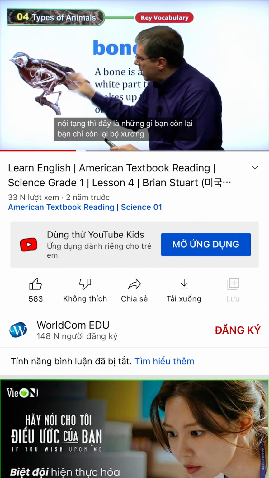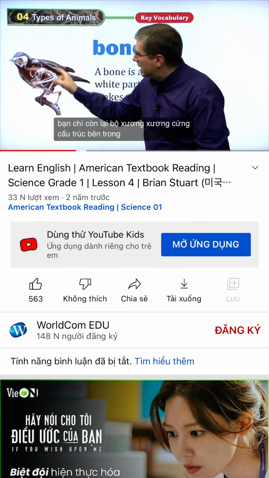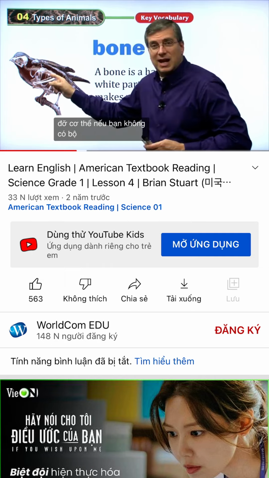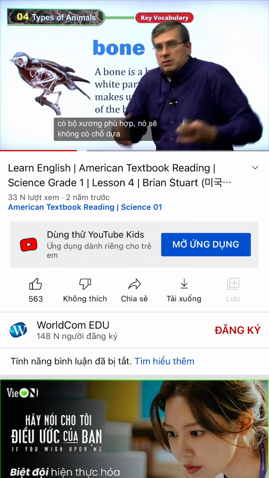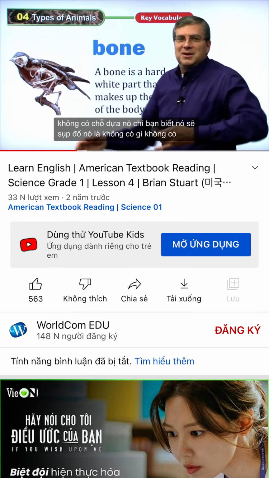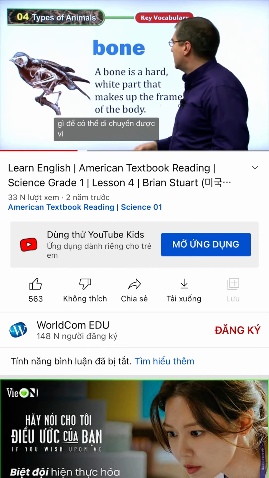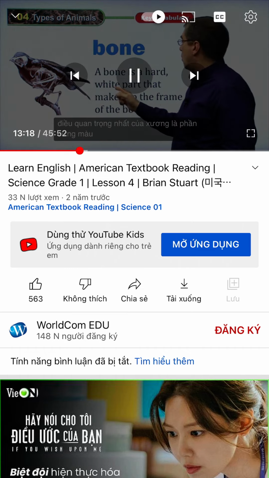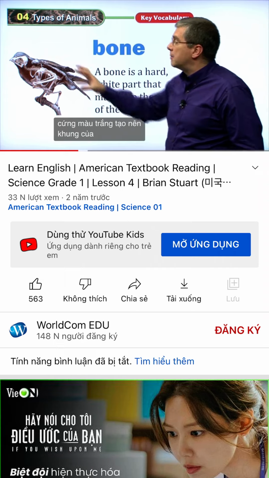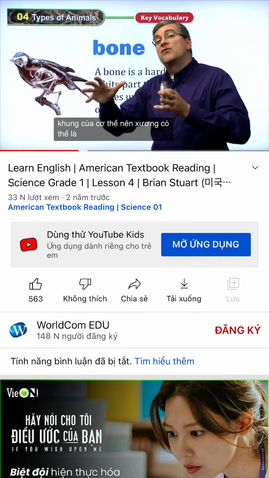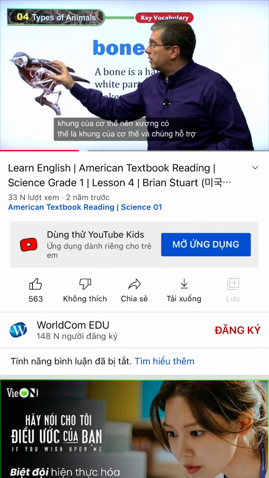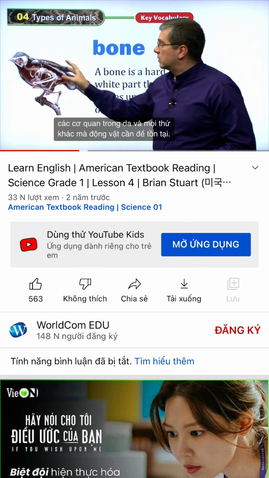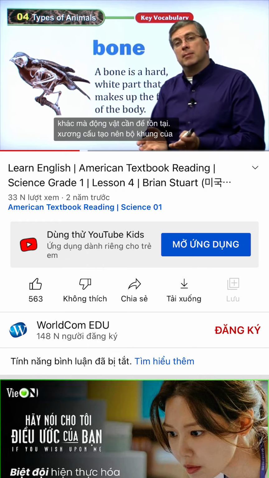You're left with the skeleton, the hard, bony structure inside an animal that supports the body, right? If you didn't have the skeleton, right, there's no support. It would just fall apart. There's nothing to be able to move around, right? So the most important thing of a bone is that it's the hard, white part that makes up the frame of the body. So the bones make up the frame of the body, and they support the organs and the skin and everything else that the animal needs to survive. So the bones make up the frame of the body, okay?